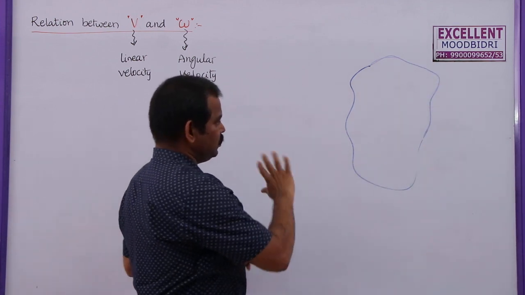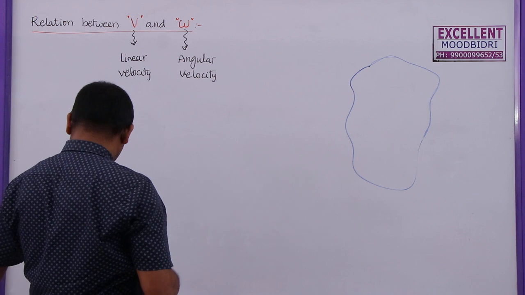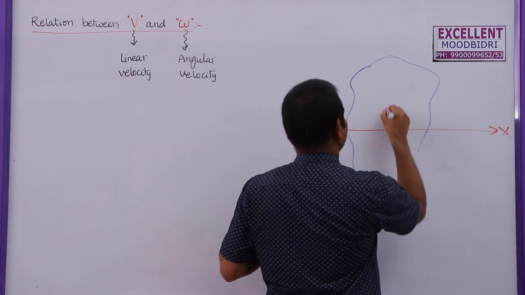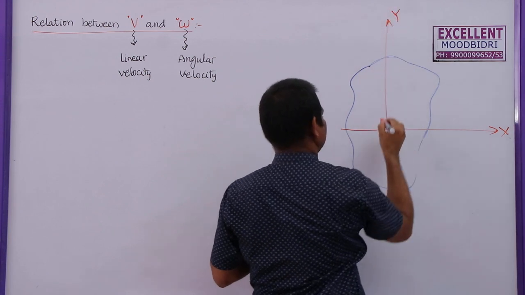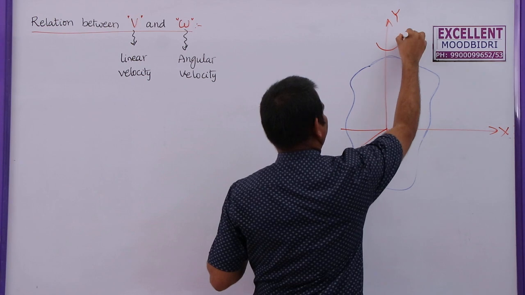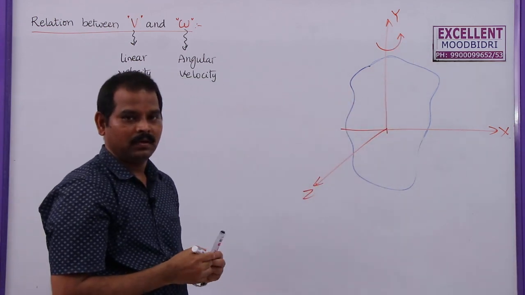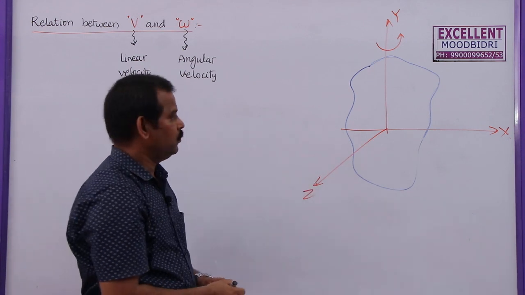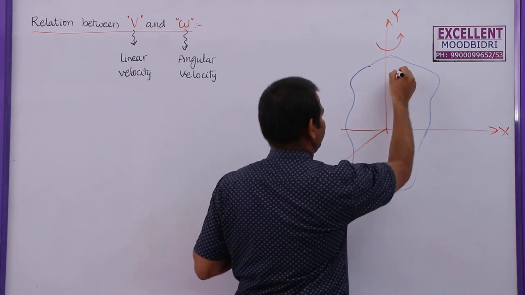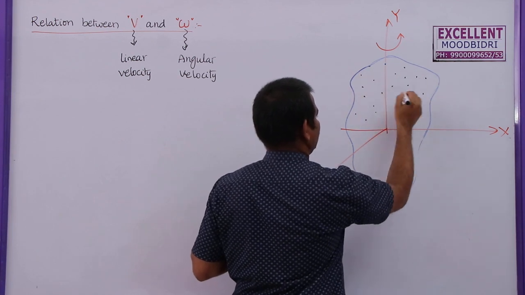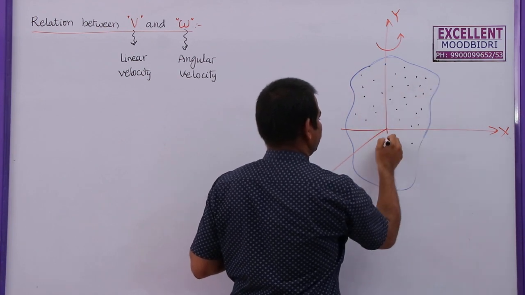Now, let us say this body is rotating here. This is x axis, this is y axis, and let us say this is z axis. Let us say this body is rotating about y axis. While this body is rotating around y axis, we can have so many particles in this body, because it is a system of particles. Body means collection of so many particles here.